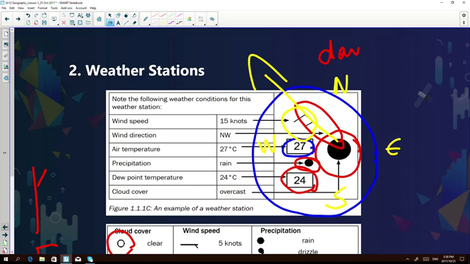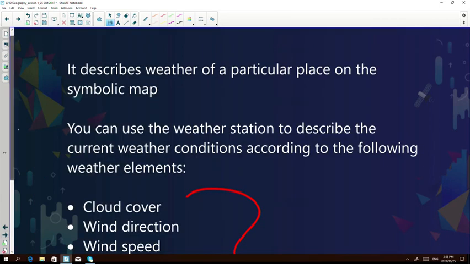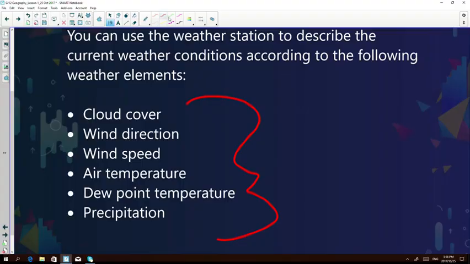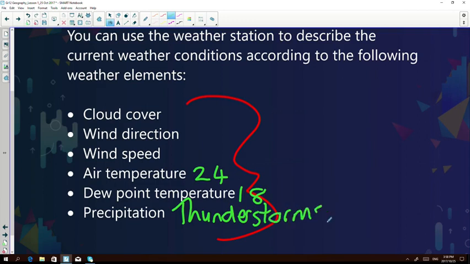your weather station models. Now, I just want to do a quick example for you with a weather station model. Now, very importantly, grade 12s, you need to be able to describe the weather of a place. Now, if I give you the following information, let's say, for instance, we experience air temperature of 24 degrees, we're experiencing dew point temperature of 18, we're experiencing thunderstorms, we experience wind speed of up to 5 knots, we experience wind direction in a, let's say, southeast direction, and we experience cloud cover of 3/4.